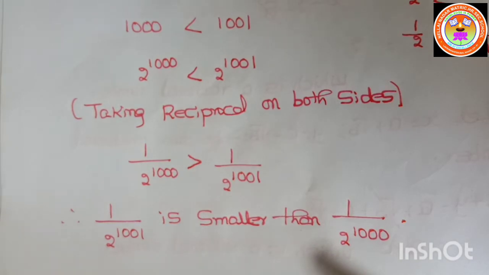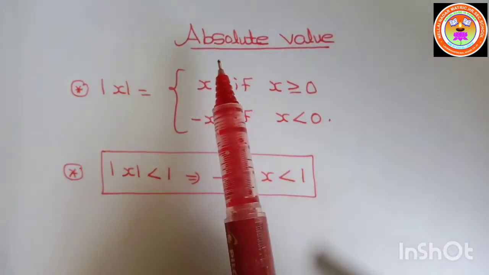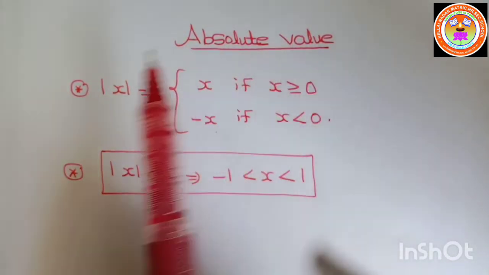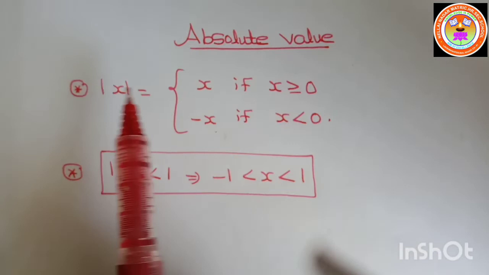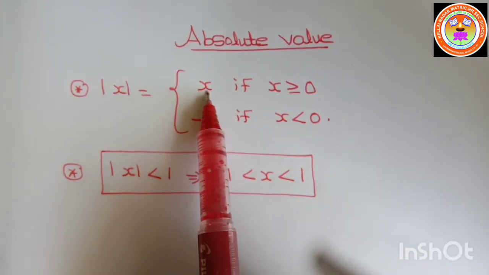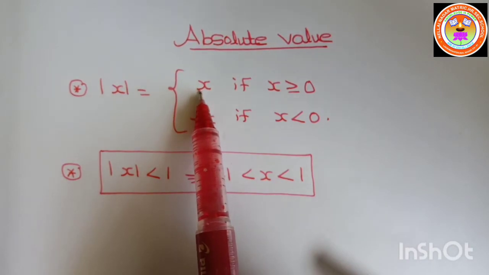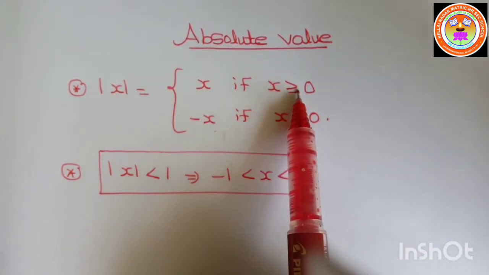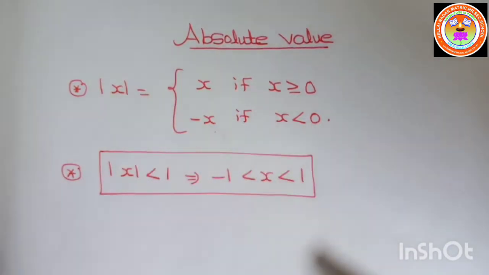Exercise 2.1 completed. Then next I'll start with exercise 2.2. Next I'm going to absolute value, modulus of x. Absolute value means the value must be positive. A value must be positive if x is greater than or equal to 0. A value must be negative if x is less than 0.